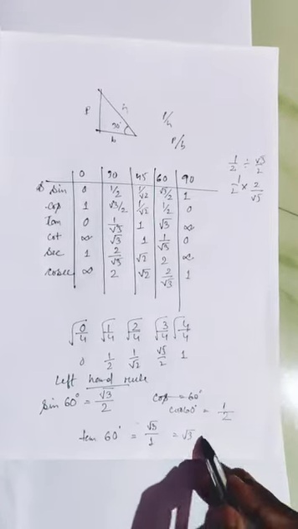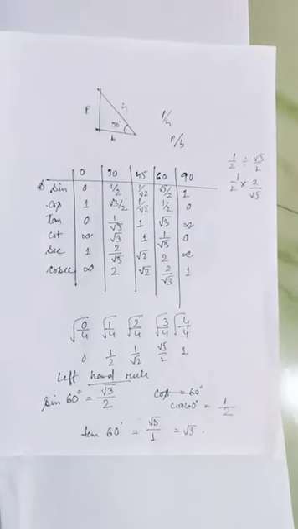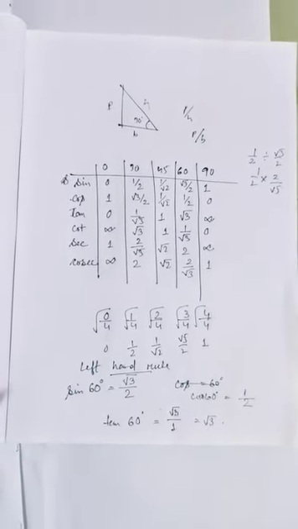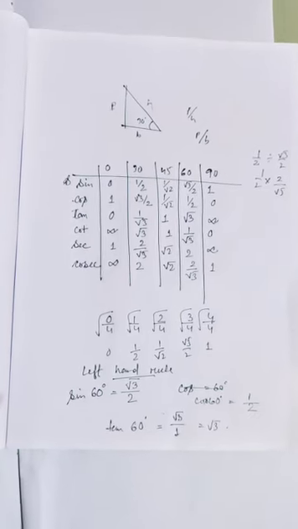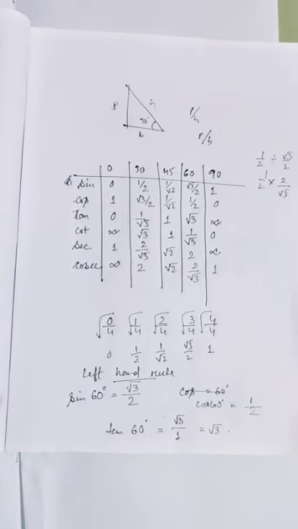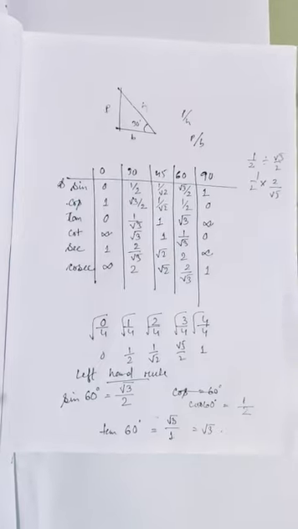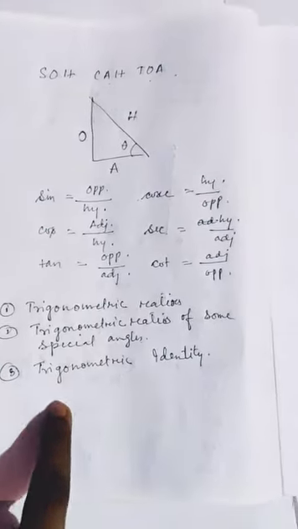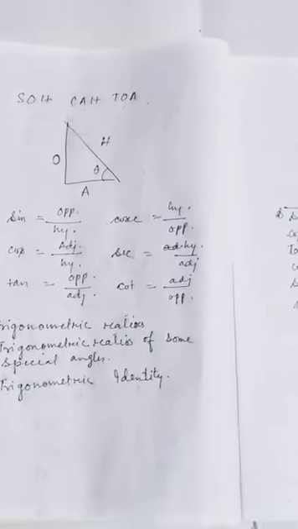I think this is clear. In this way, if you practice, I think it will be very easy. Easily you can find angles. Okay, my dear students. Now let us go to the third topic, that is trigonometric identity. So let us come to our third topic. Today's third topic, that is trigonometric identity.